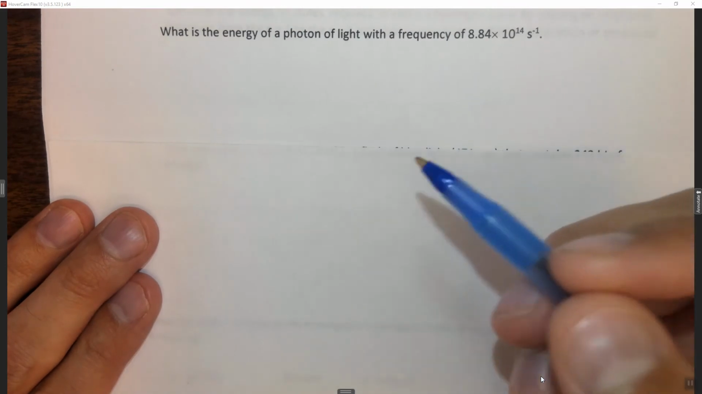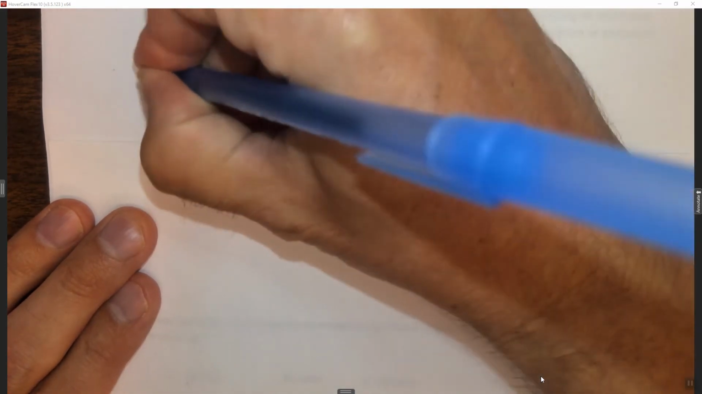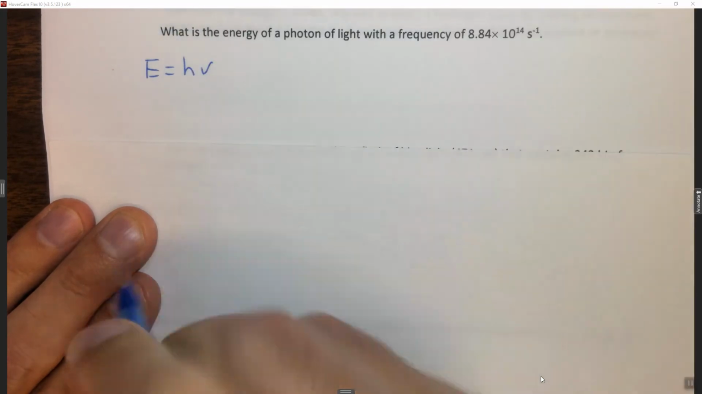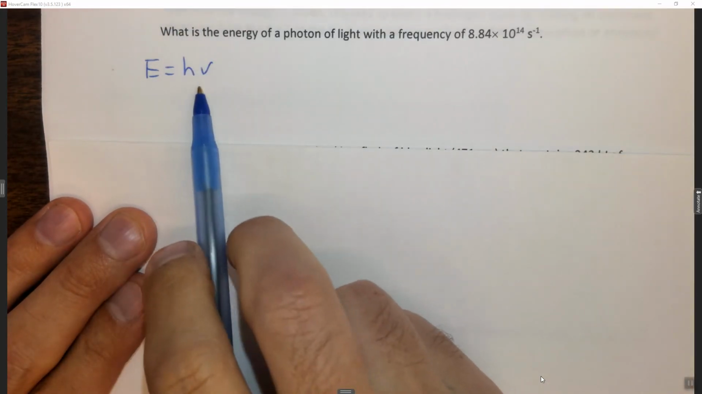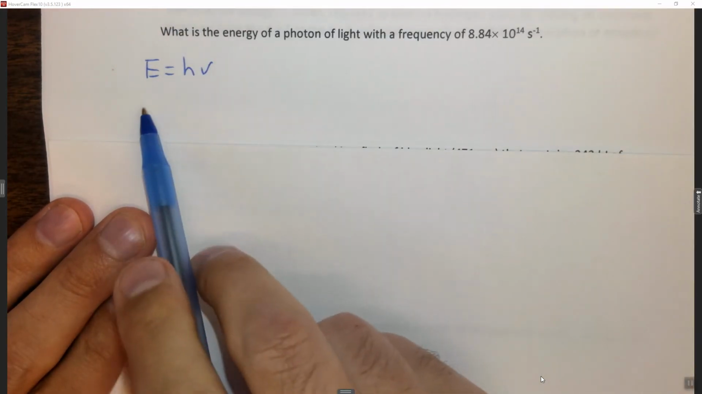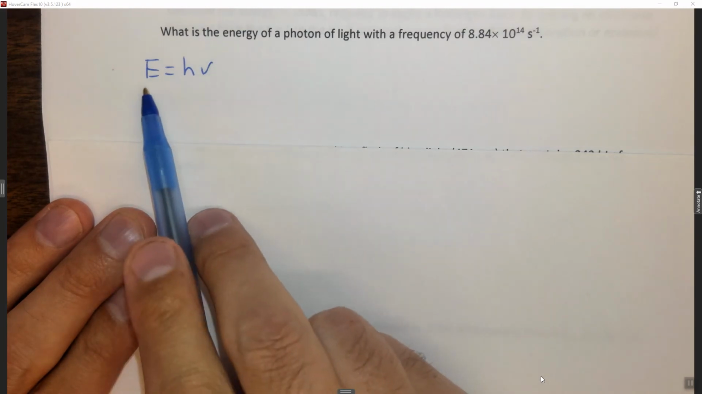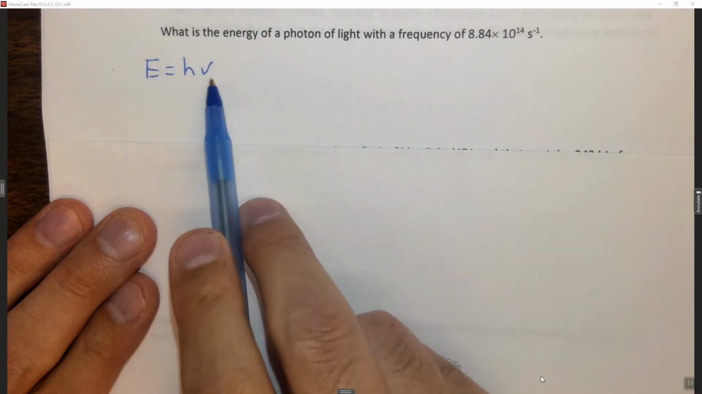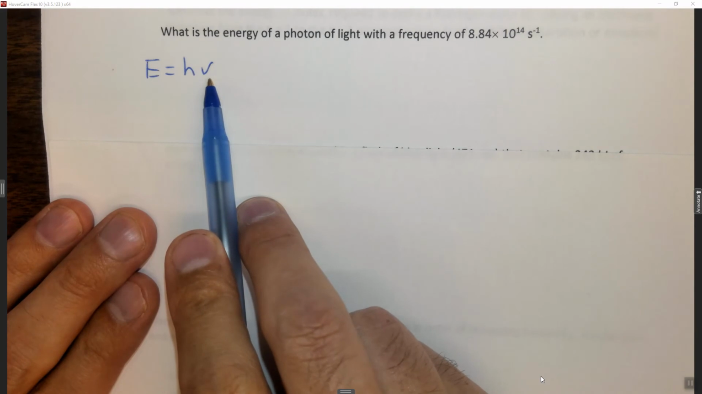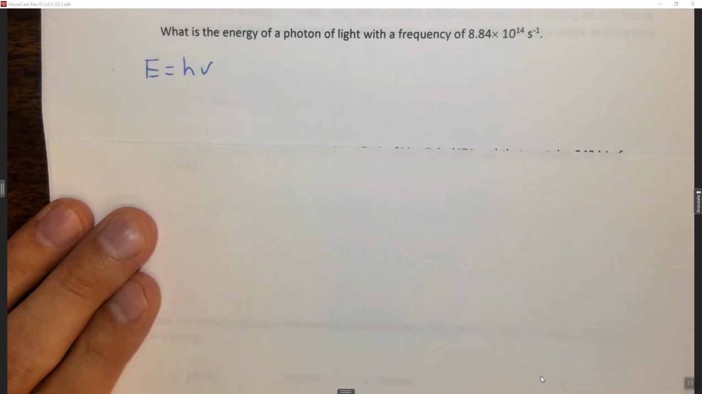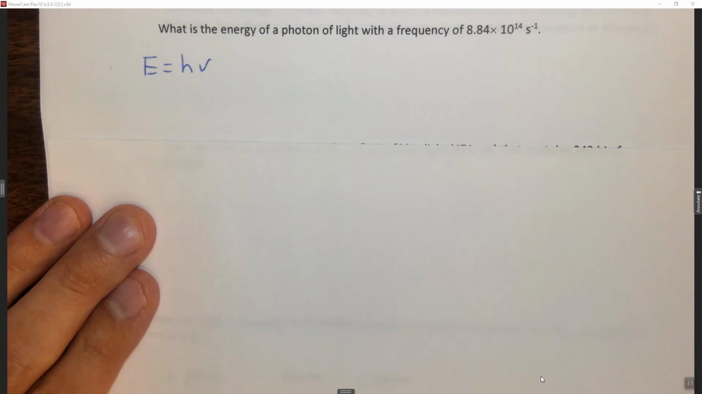We could be asked for the wavelength, like in a previous question. So here we have E equals h nu. This is sometimes also written as E equals hc over lambda, depending on whether you're trying to relate energy and frequency or energy and wavelength. In this case, we want energy in joules, and this is the frequency in hertz, or seconds to the minus 1. h is something called Planck's constant, which is 6.626 times 10 to the minus 34 joule seconds.